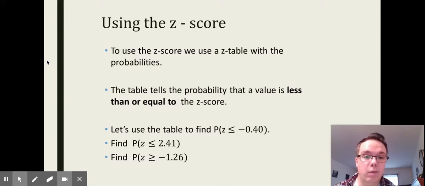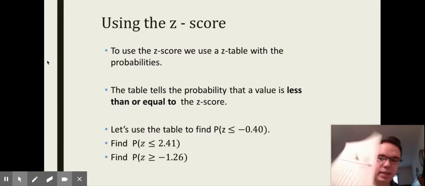So we are going to use our tables today to figure out probabilities that are less than, so things that would be to the left of that, things that are greater than, things that would be to the right, and just like we did before, we will find probabilities of things that are in between z-scores. So first we're just given some z-scores to look at our table with so we can remember how to use a z-table.